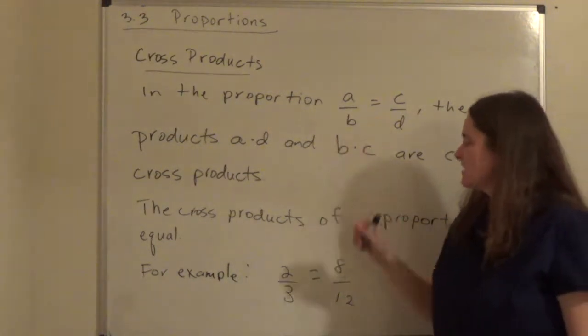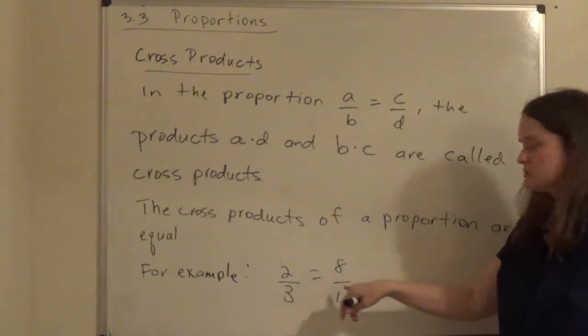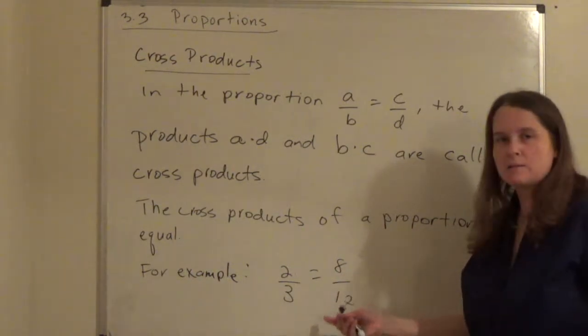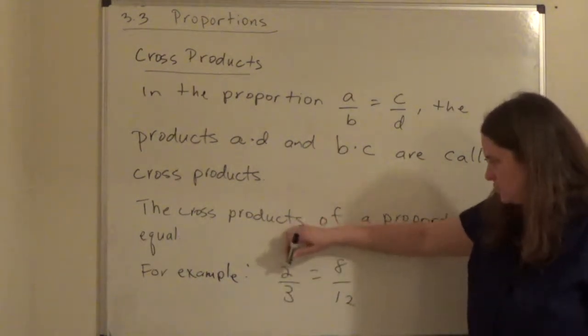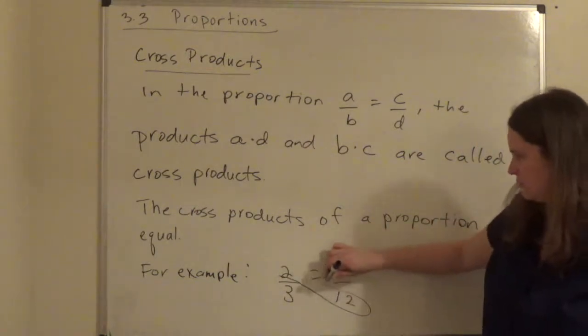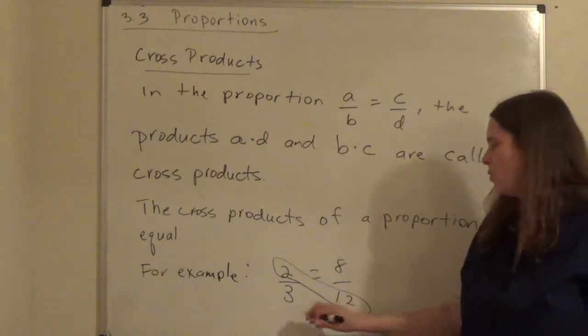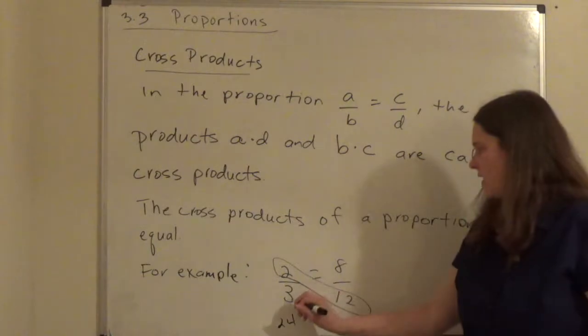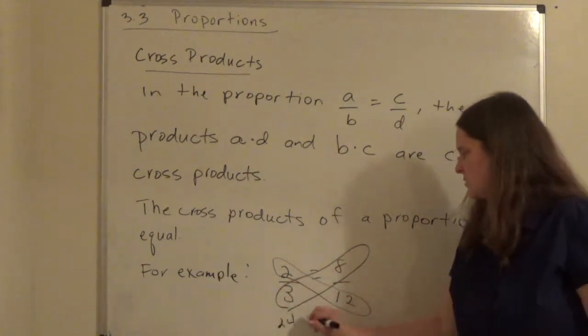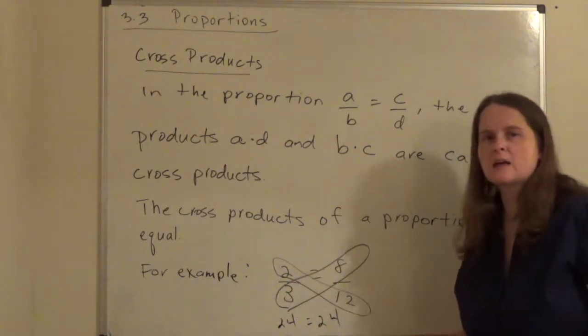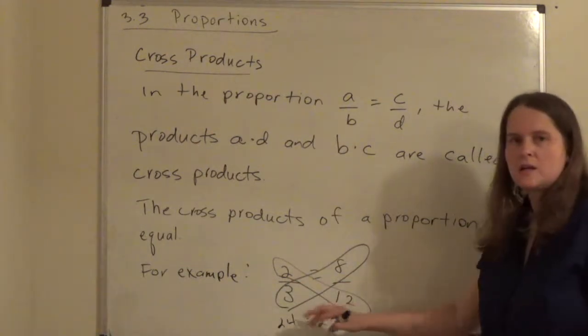What this is saying is if you do the cross products of this, you're still going to get the same. They're going to come out to be the same. In other words, if you do 2 times 12, 2 times 12 is 24. And then 3 times 8 is also 24. So that's what it's saying. That's what they mean by the cross products are equal.